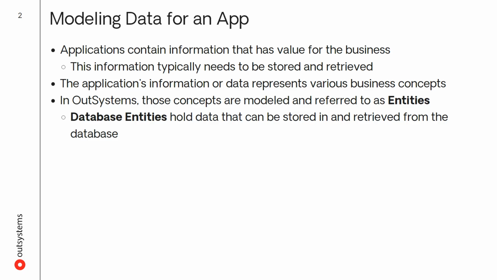When we think about modeling data for an application, we need to consider it's going to contain information that has value for the business. This information typically needs to be stored and retrieved later. The application's information or data represents different business concepts. In OutSystems, those concepts are modeled and referred to as entities. Database entities hold data that can be stored in and then retrieved from a database.